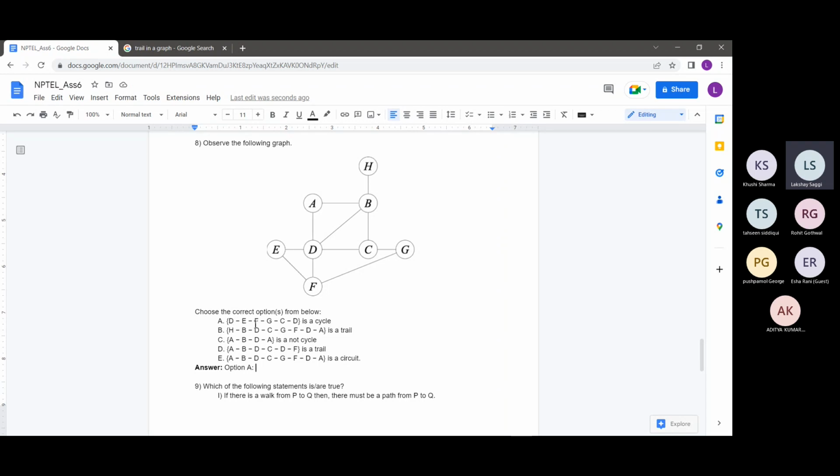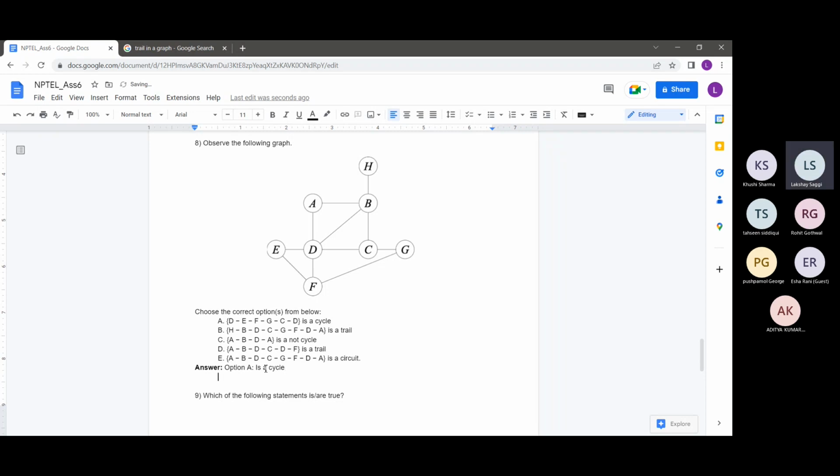So the first option is asking whether this sequence is a cycle or not. Going over the sequence: D to E, then E to F, then F to G, then G to C, and then C to D. So this is a cycle, right, guys? A cycle is something which has only the first and last vertex the same, and all other vertices are distinct. Here that part is satisfied, and every consecutive pair is connected by an edge. So option A is a cycle.